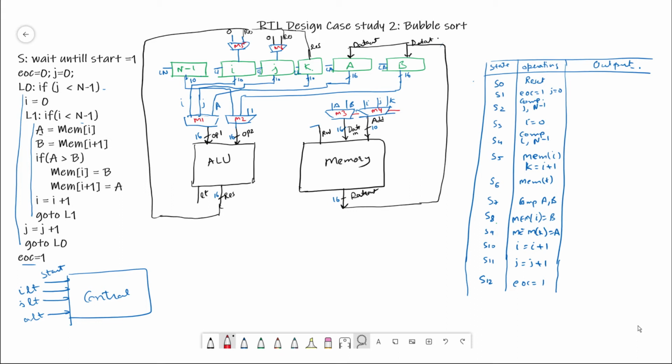Now this is the complete data path. In this data path we know what all registers are there, what all function units. Here we have one memory as a function unit, one ALU where we have to tell what operation, whether we are going to perform a comparison operation or an increment operation.